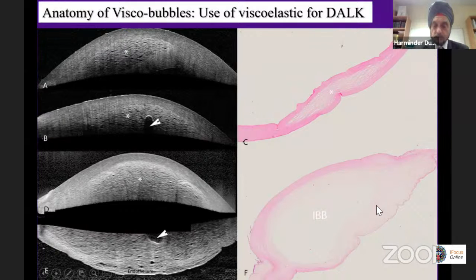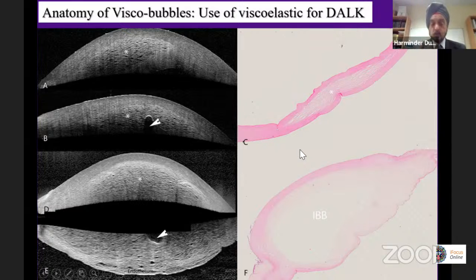Look at the amount of tissue, the variable thickness of posterior stroma that has been torn apart as the viscoelastic has built up pressure inside the stroma and just stretched it apart till it tears. Sometimes it's just a diffuse spread, as you see here, or you get that intrastromal big bubble.